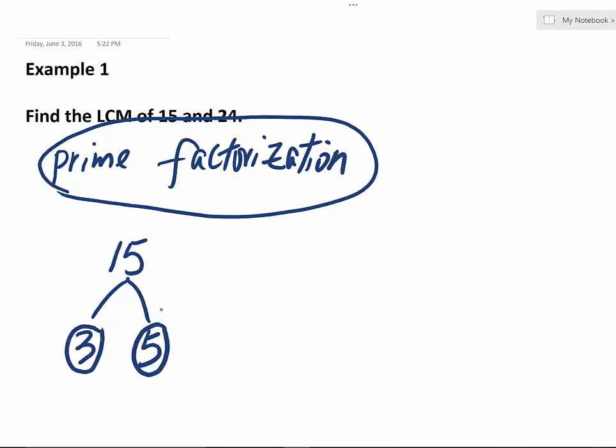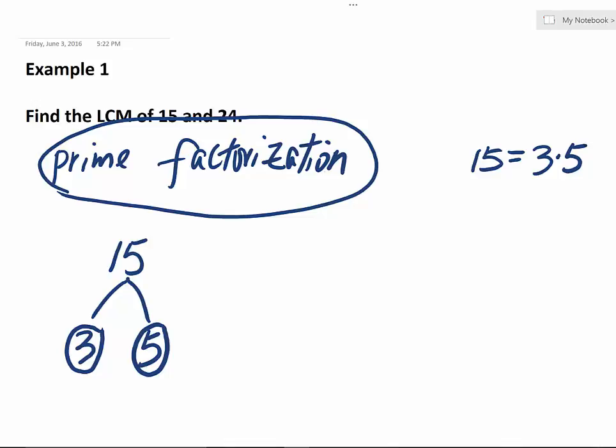Now both 3 and 5, both factors are prime numbers. So we basically complete the prime factorization. So 15 is equal to 3 times 5. Both factors are prime numbers.